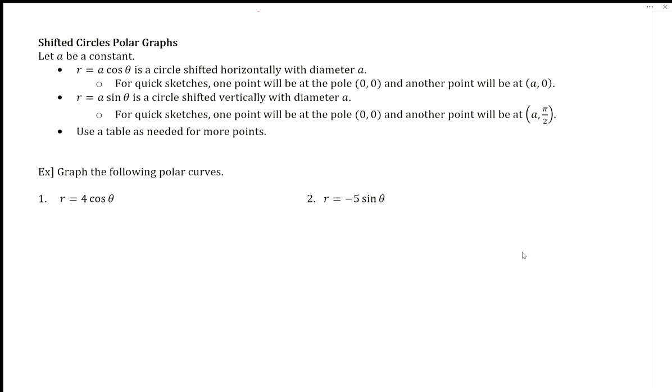Hi everyone, and welcome to our video on shifted circles polar graphs. So these will come in the form of r equals a constant times cosine of theta, or r equals a constant times sine of theta. Okay, so there's not much going on with these forms.